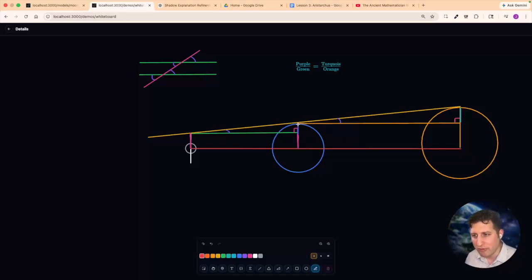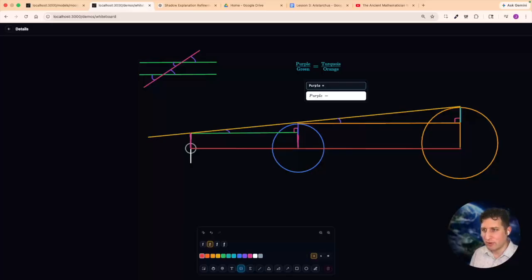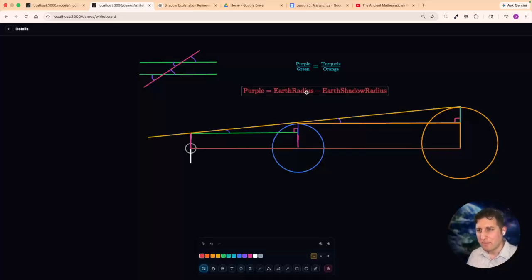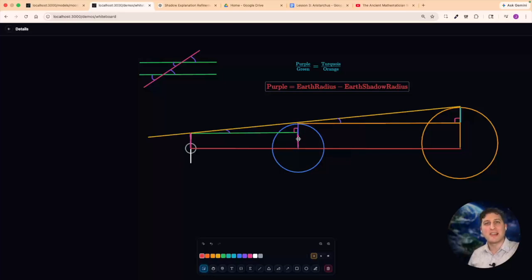It's what's left if you take the radius of the Earth and you subtract the radius of the Earth's shadow. Let me write that for us here. The purple line is if you take the Earth radius minus the Earth shadow radius. Do you see that? Purple is equal to the Earth radius minus the Earth shadow radius. It's what's left over.